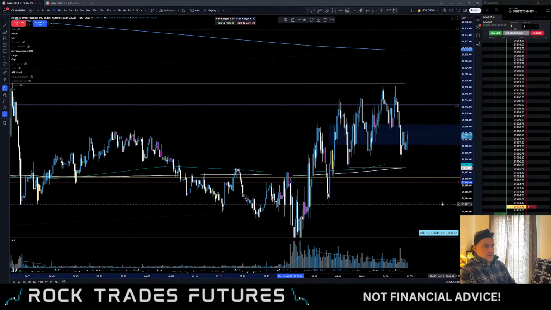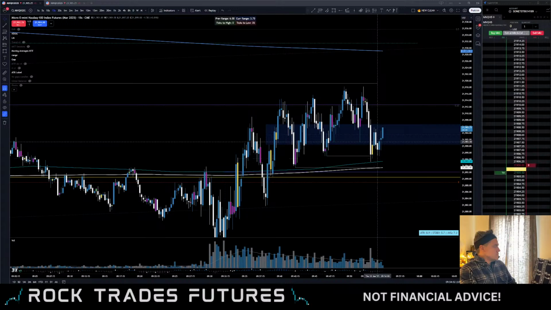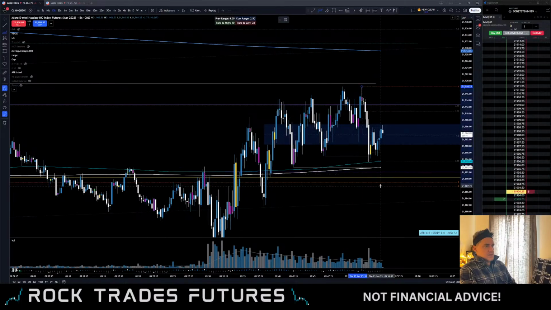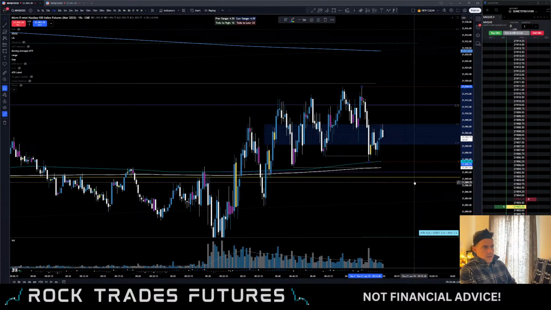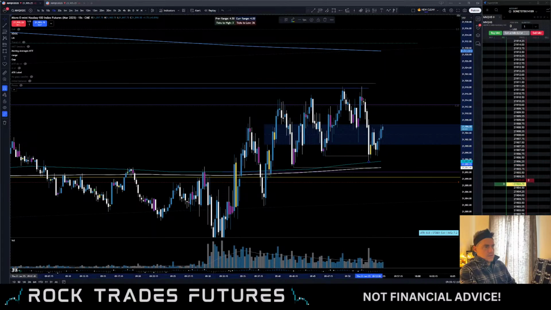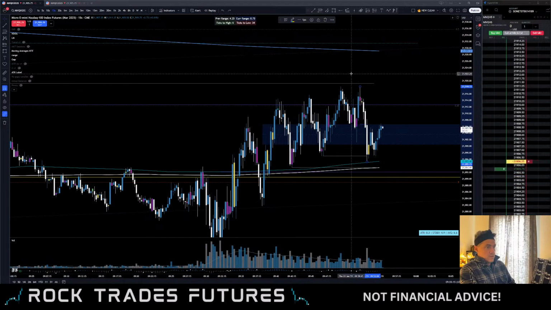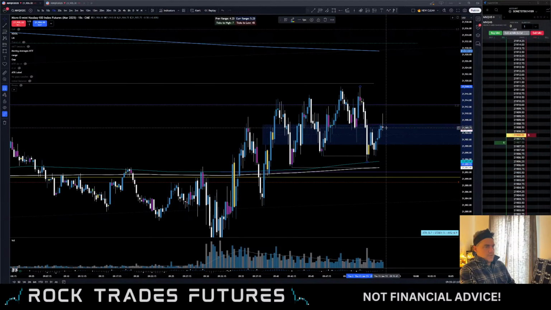Yes. The 20 SMA is a beast though, so it can definitely hold. This right here, very interesting to see the reaction from 50% of this leg. Nice. Let's see here. All right. The fact that it ignored it, it pushed up through it. All right, body's closing below it. Let's see what the body does on this candle.